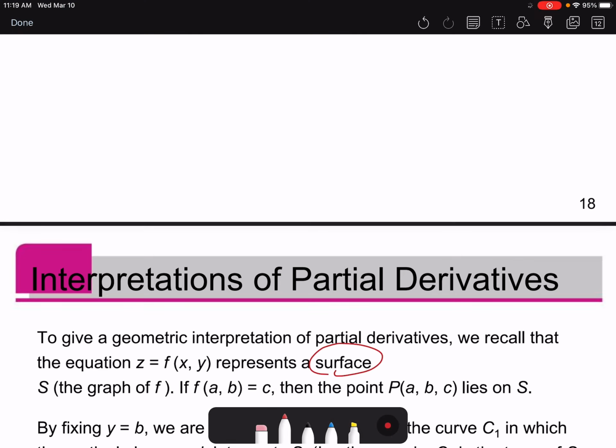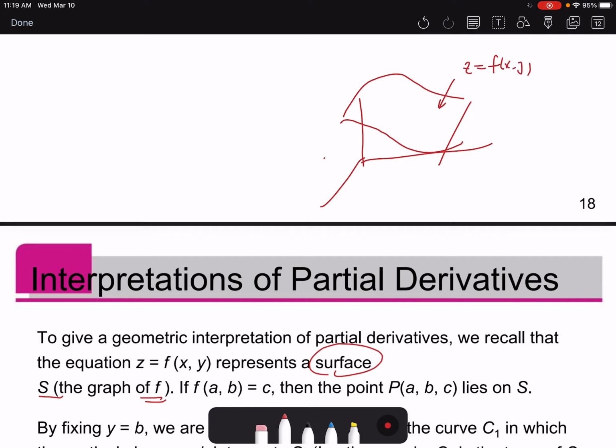A surface S is the graph of f, right? And normally speaking it is something like this. You have this. So z usually represents f of x, y. It's a surface in space. All right, at any given point, let's say (a, b), and this is z equal to f of a, b. So what does that mean for the derivative at that point?